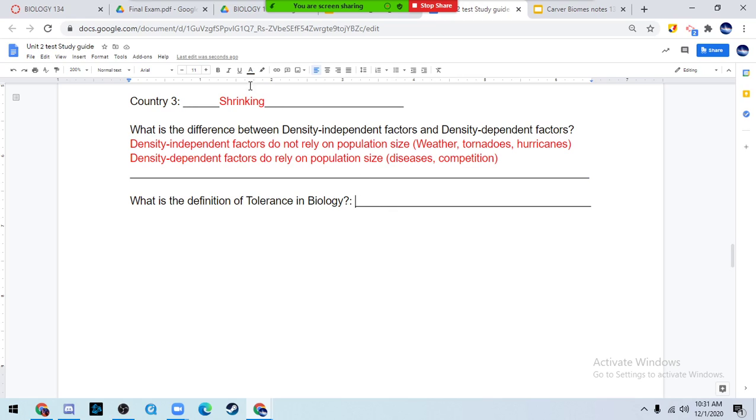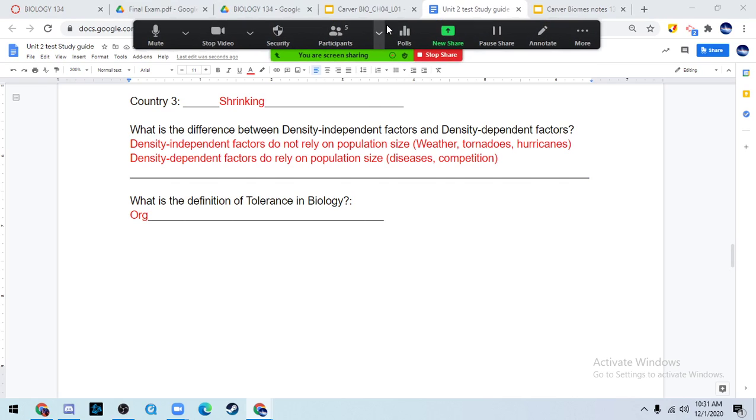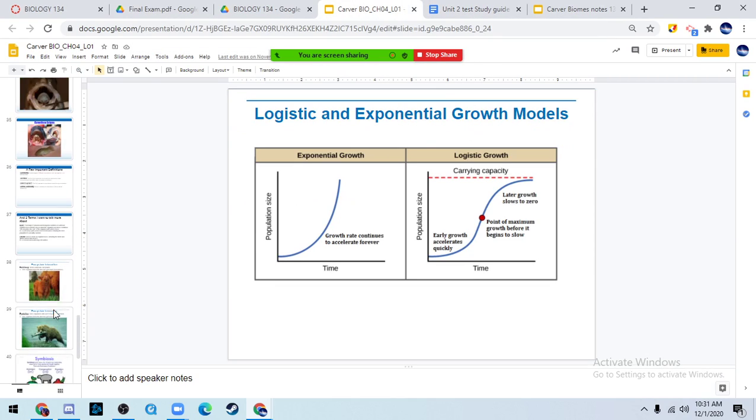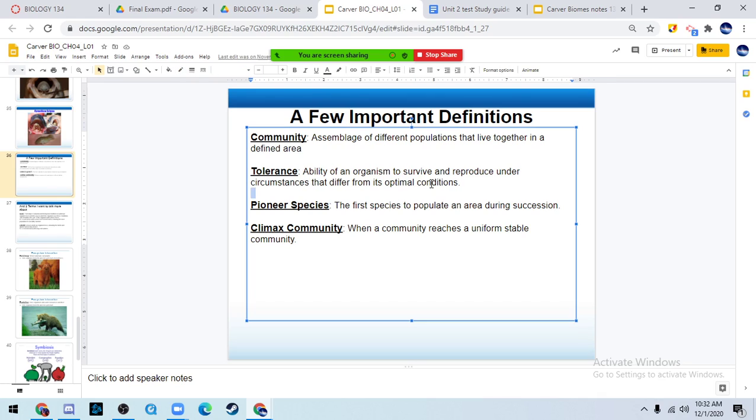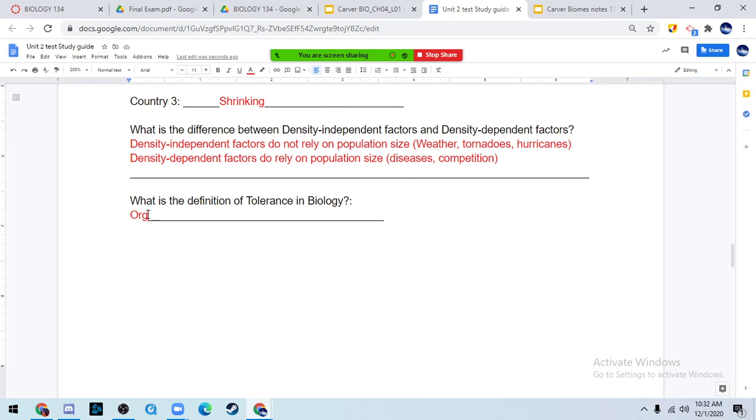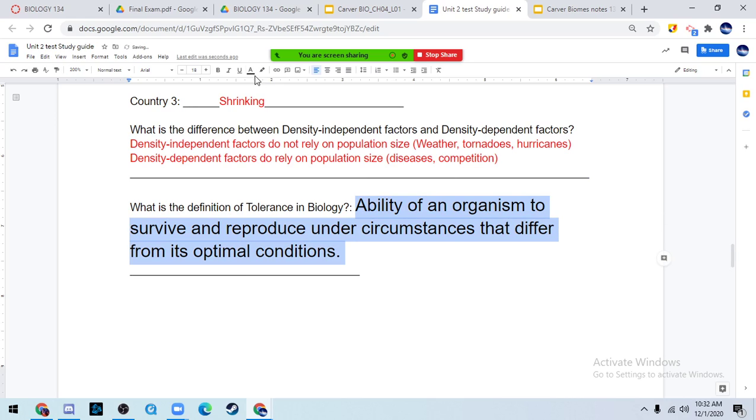All right, let's continue. So, ladies and gentlemen, what is the definition of tolerance in biology? Tolerance is an organism's ability to survive in an environment that is not its own. Or actually, let's do you one better. Tolerance is the ability of an organism to survive and reproduce under circumstances that differ from its optimal conditions. This is what I like to call how tough is that organism, or how good is that organism at surviving outside of its natural environment.